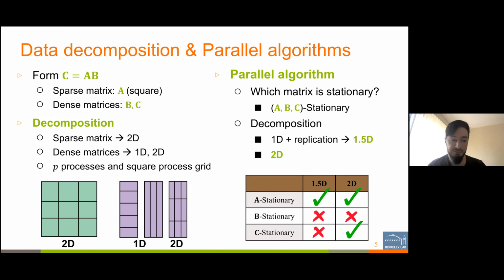This table shows all of the combinations of these decompositions and parallel algorithms, and which we are going to investigate and not. We will not go into the details of the B stationary algorithms because they have the same computational and communication complexity as the C stationary algorithms when the sparse matrix is square. This is the case in this talk. We also don't investigate the 1.5D C stationary algorithm. This is because this algorithm necessitates the communication or replication of the entire sparse matrix or the entire dense matrix, which is not feasible.